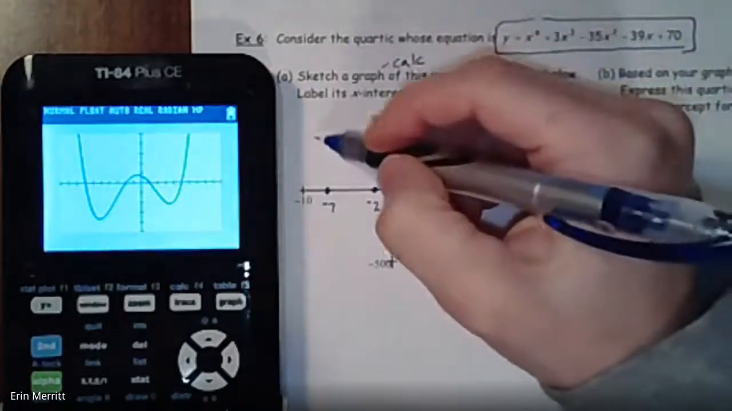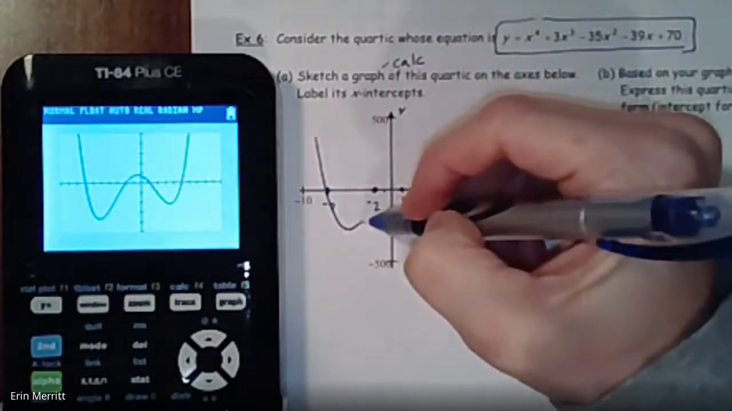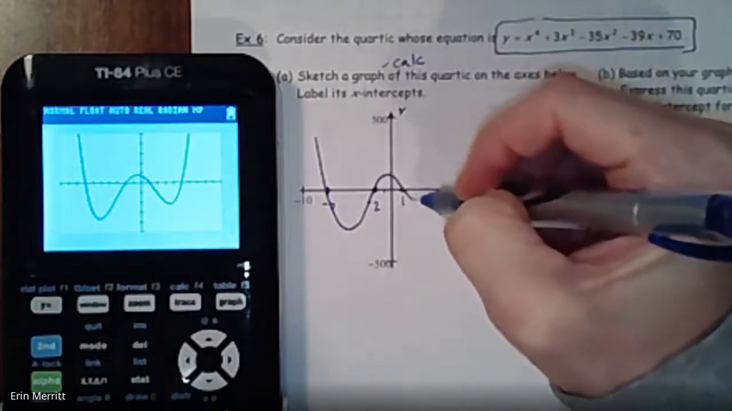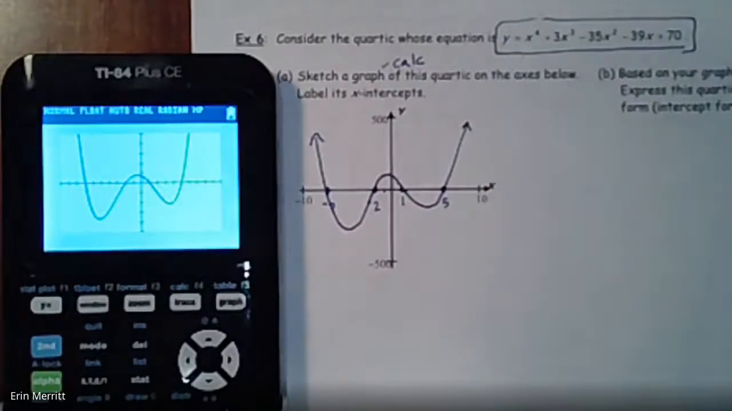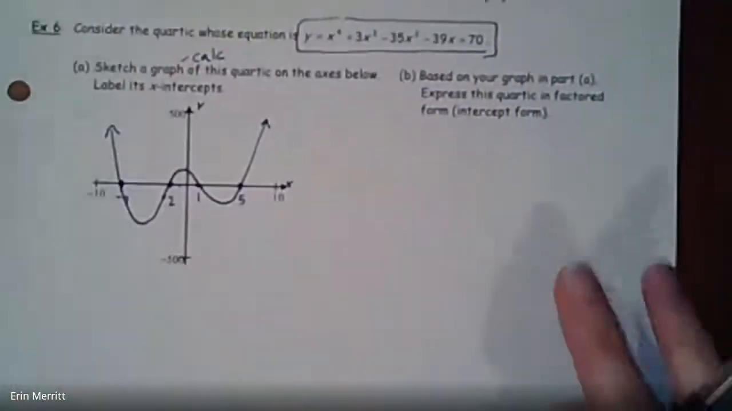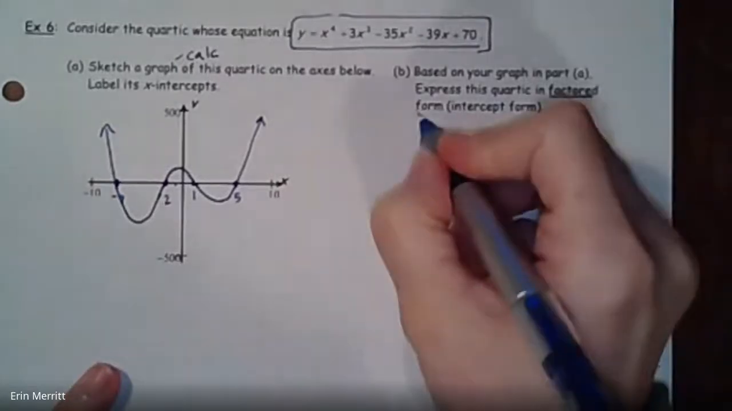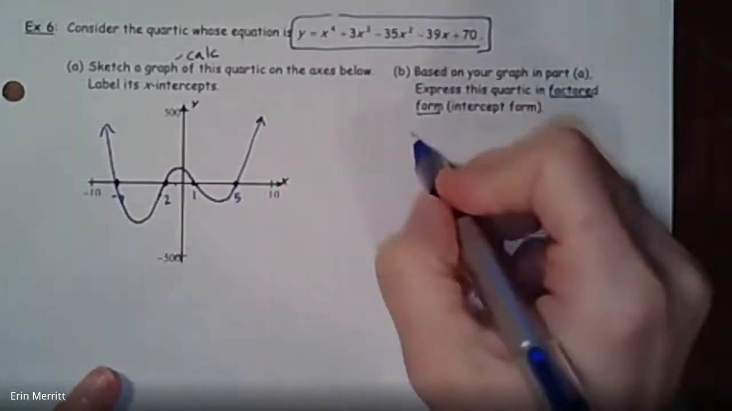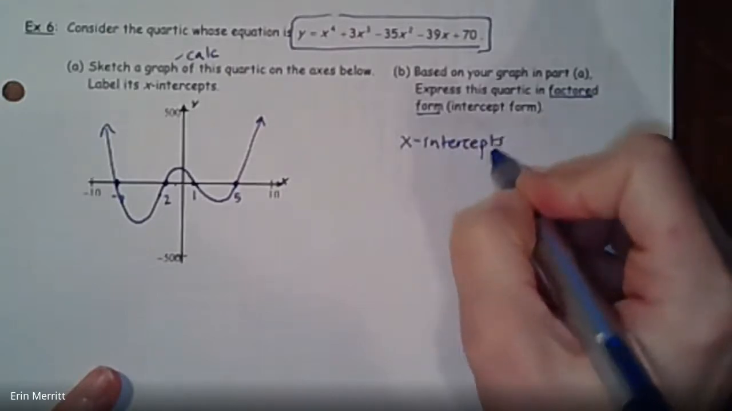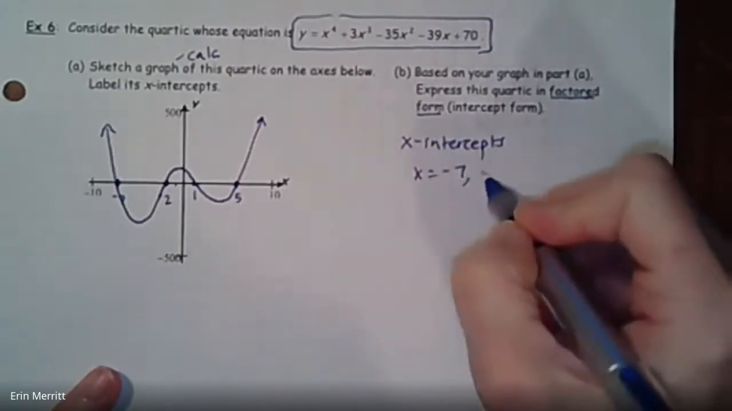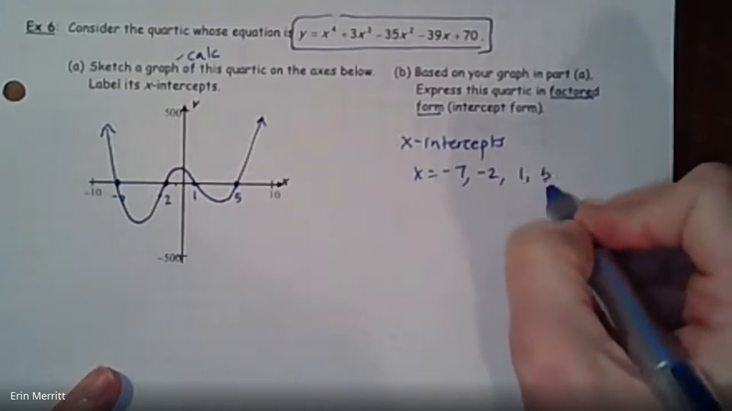All right, let's sketch. So it's going to go down, come back up, come back down. And here's an example where it's not perfectly symmetrical. Right? And that's fine. All right, it says based on your graph, express this quartic in factored form. All right, well, if we know what the x-intercepts are, which we certainly do, let's list them out. We've got -7, -2, 1, and 5.